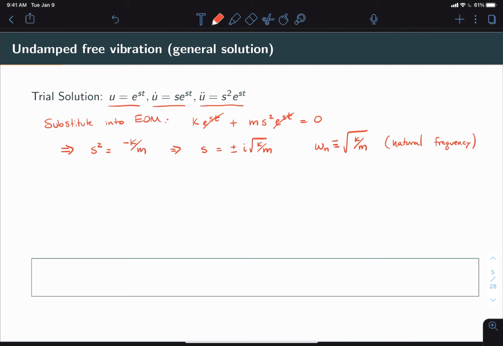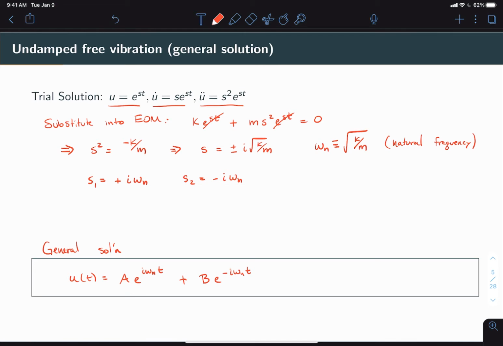So with that in mind, we can define two possible values for s. s1 will be equal to plus i omega n, and s2 will be equal to negative i omega n. And our general solution is simply going to be the linear combination of all possible solutions. So we'll say that the general solution for u of t is some constant a times our first possible solution plus some other constant b times our second possible solution.